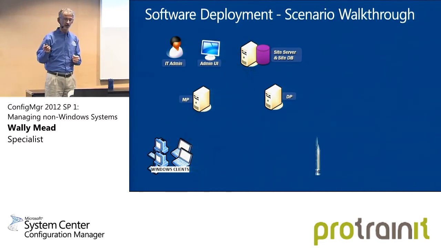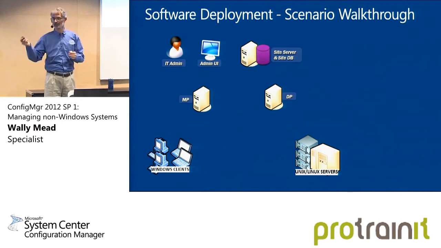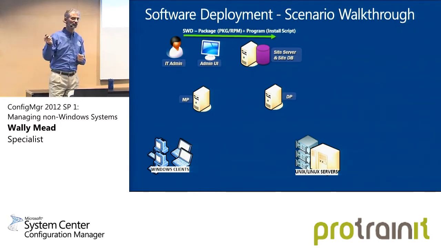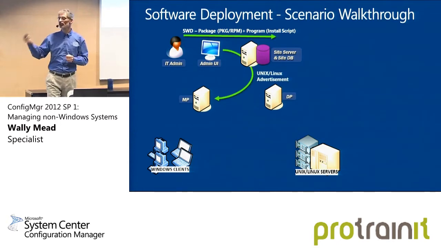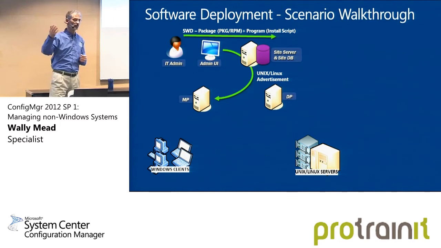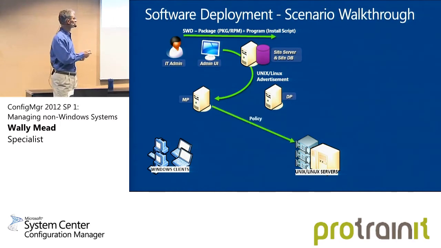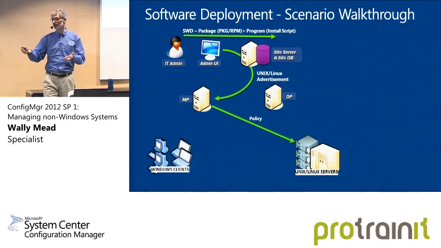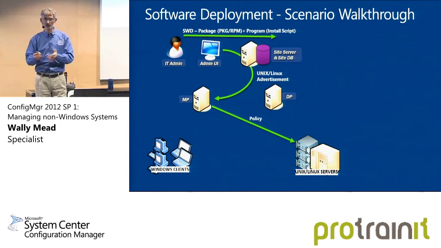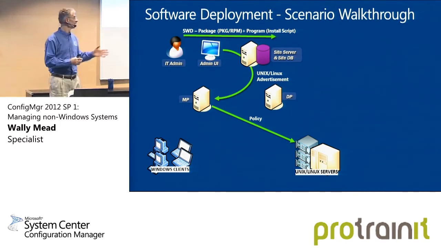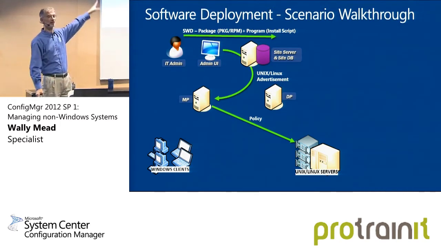For the Linux and Unix environment, it works exactly the same. So you know the flow; it's very, very similar. You create your stuff in the console, you deploy your software, which you get in a package and program. You deploy it, it creates a policy that's set in the database. When the client pulls policies, which will happen on your scheduled basis, whatever your policy polling interval is, using the same schedule that you have in Windows, it's going to pull the policy from the MP, which gets it from the database, down to the client.